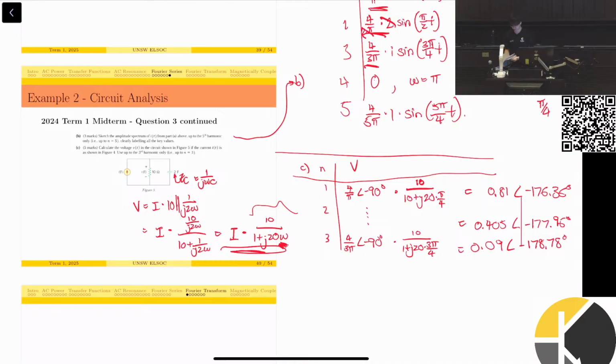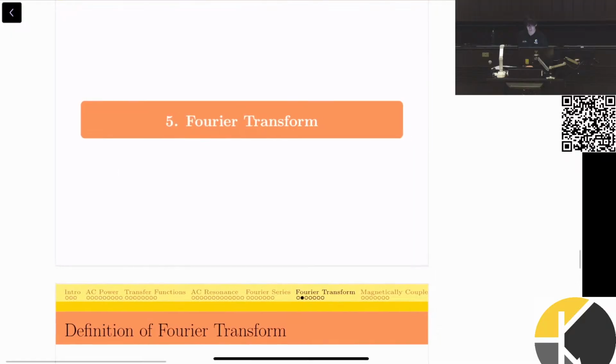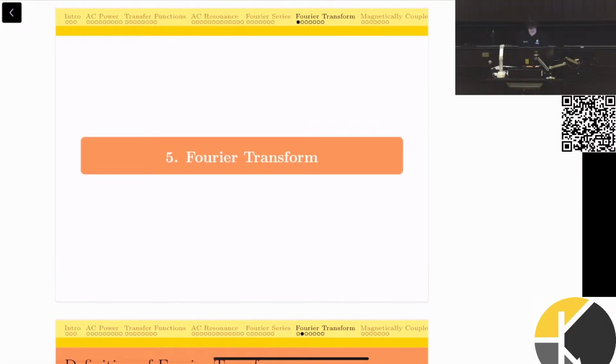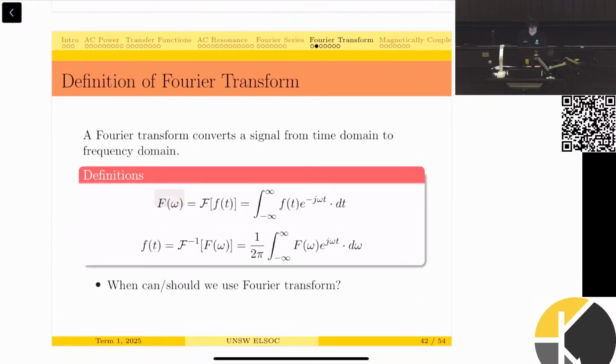Cool. All right. So the topic I'd like to tackle next is Fourier transform, and that's because it's like the older brother of Fourier series. The main difference between Fourier series and Fourier transform is that Fourier transform converts your function directly into the frequency domain, whereas Fourier series, as we mentioned earlier, converts it into a sum of sines in the time domain.